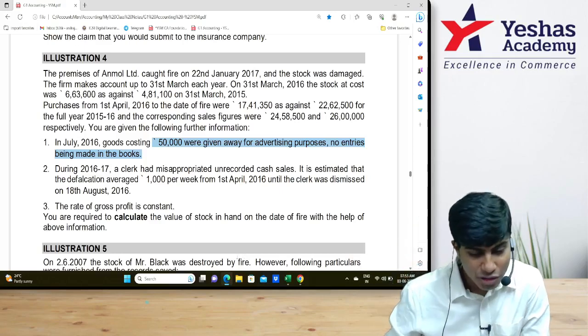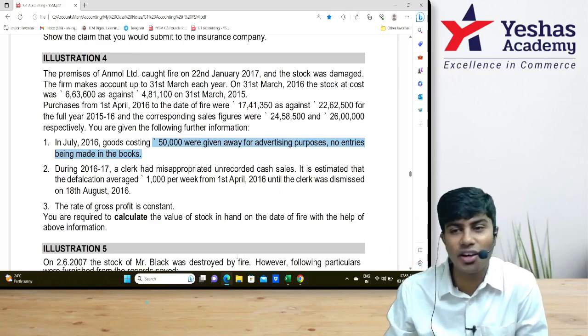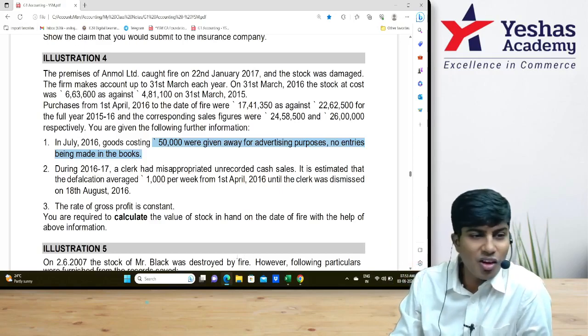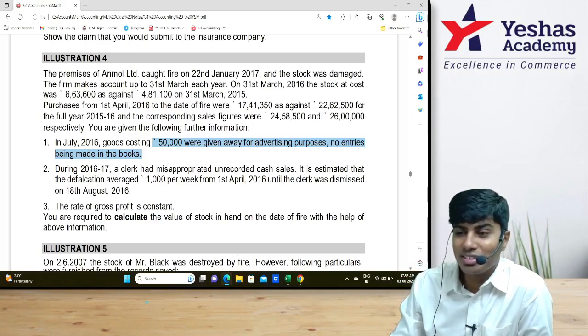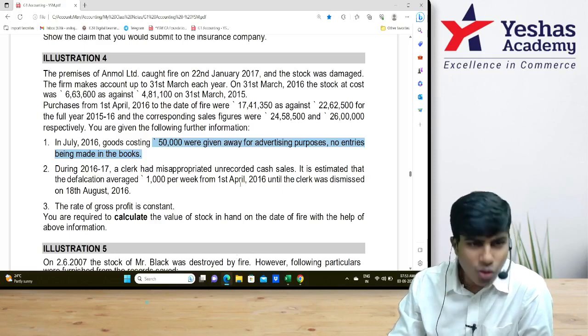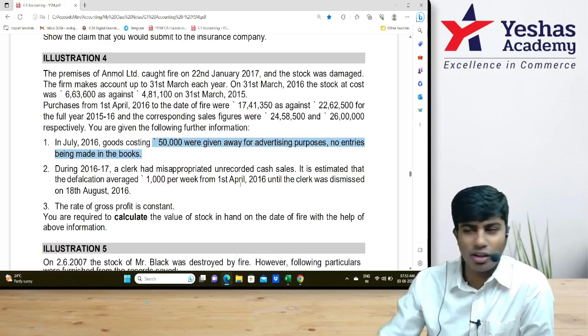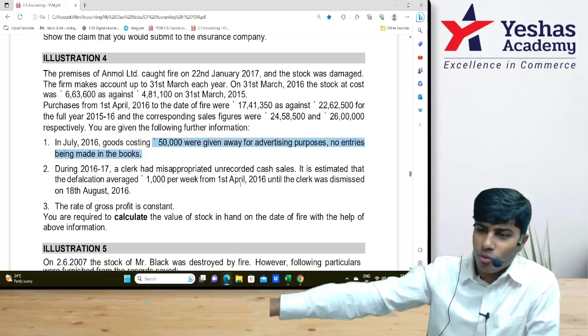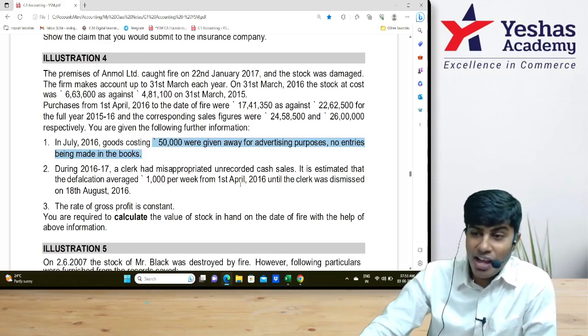You should compute how many weeks are there till the 22nd of January. How many weeks? On the 18th of August they finally found him, caught him red-handed, and then they threw him out of the organization. Till then he has taken. 18th of August.